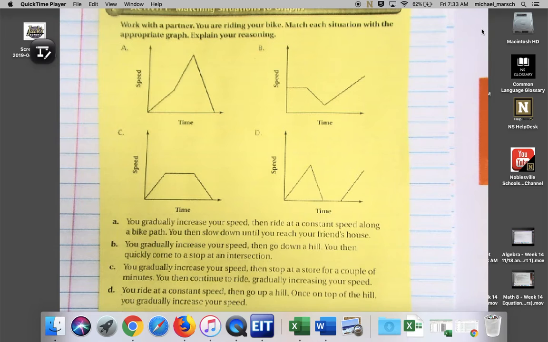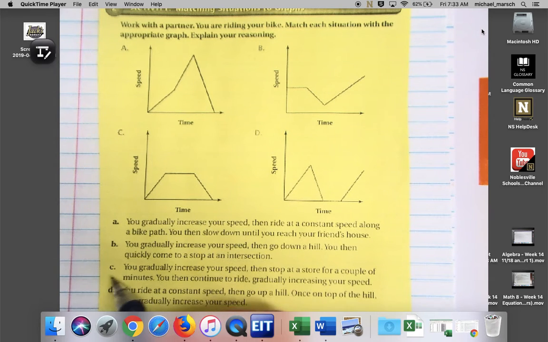Let's read the other ones. You gradually increase your speed, then go down a hill. You then quickly come to a stop at an intersection. Okay. You gradually increase your speed, then stop at a store for a couple of minutes. Then you continue to ride, gradually increasing your speed.